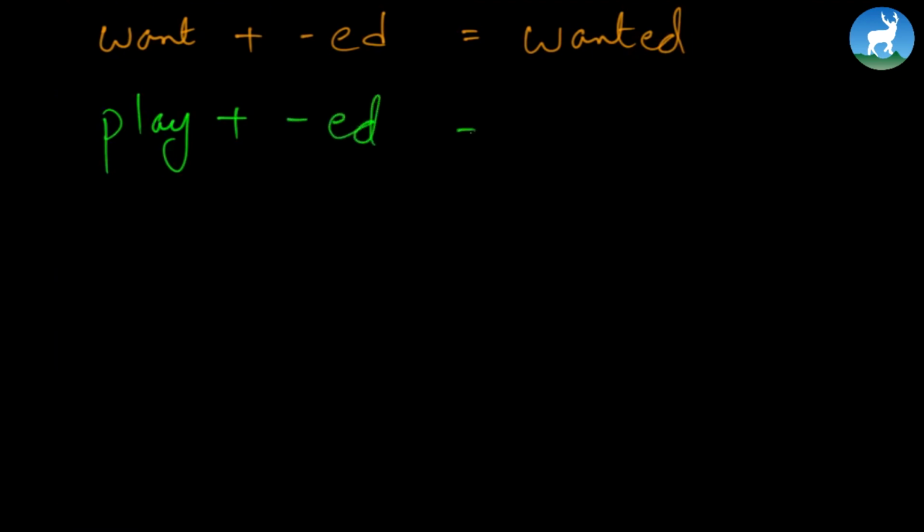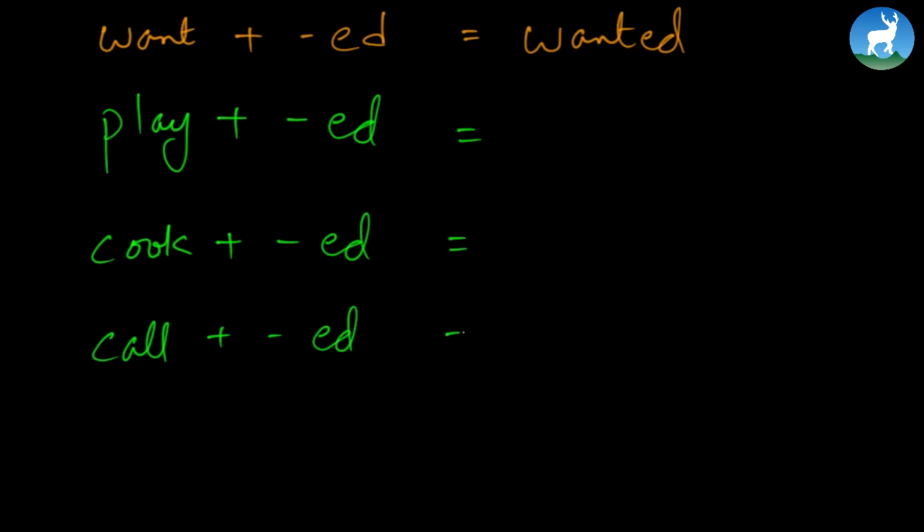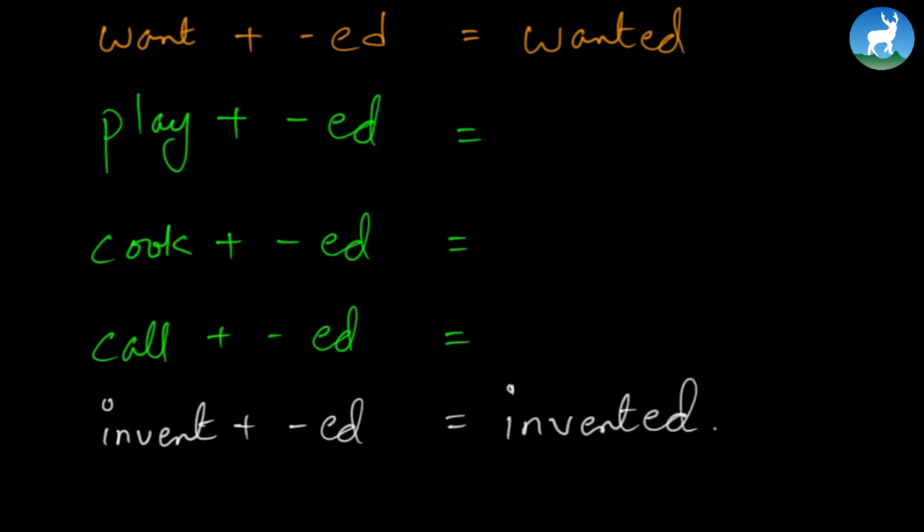We have here want plus ed is equal to wanted. Very simple, isn't it? Similarly, we have play plus ed. The result will be, come on, you can do it right away. Cook plus ed, call plus ed would give you, and finally invent plus ed would give you invented. Remember, the moment you add ed, it denotes a completed action, meaning something has already been invented somewhere in the past. So I'm sure you can do it for play and cook, just add ed there, you'll get the answer right.